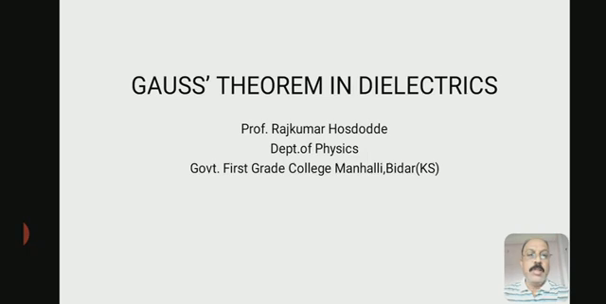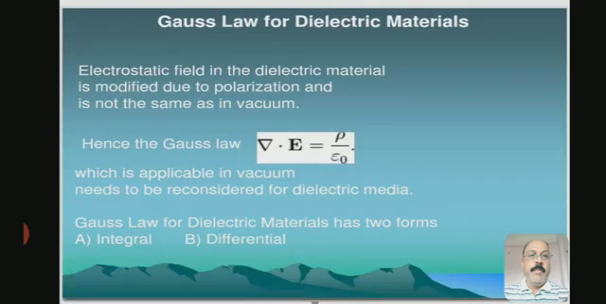Already we learned in the last class Gauss theorem and its applications. Okay. So Gauss law for dielectric materials. The electrostatic field in the dielectric material is modified due to polarization and is not the same as in vacuum. Hence, Gauss law, which is written as divergence of E equal to rho divided by epsilon naught and is applicable in vacuum, needs to be reformulated for dielectric media.